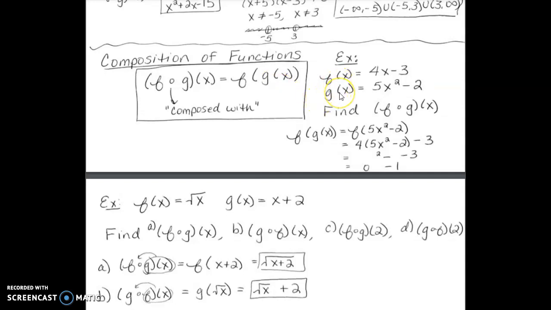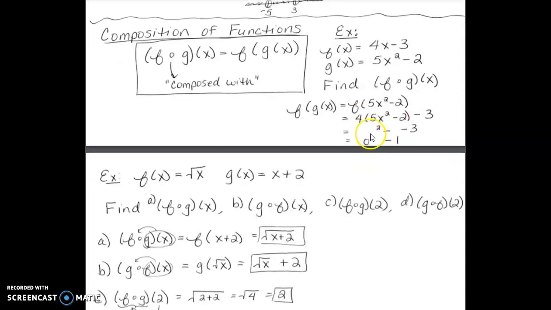So let's say we're given f of x is 4x minus 3 and g of x is 5x squared minus 2, and we need to find f composed with g of x. That would mean f of g of x, using this definition. So g is what's going to go into the function f and replace the x. So we evaluate f using 5x squared minus 2 as a replacement for the x. So 4 times, I'm going to plug in this 5x squared minus 2 in place of that x, followed by the minus 3.